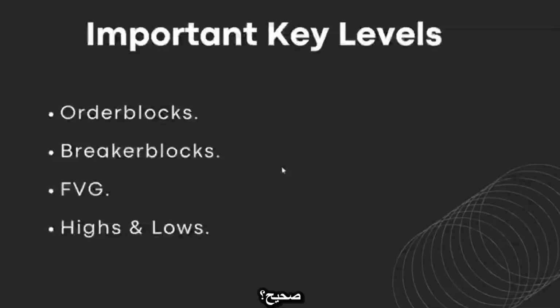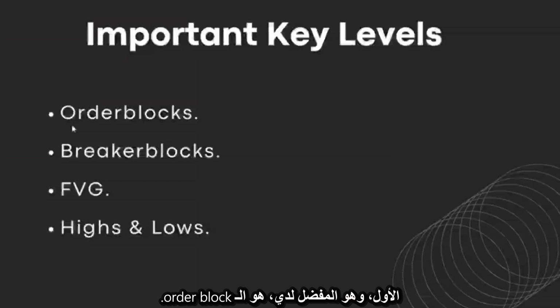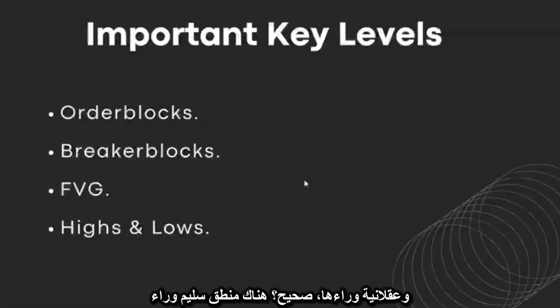Now, let's discuss some important and relevant key levels here. Some of the most important ones are the following. The first one and my favorite one is the order block. Order blocks have a proper and rational logic and narrative behind them, right? There's a proper logic behind how order blocks are formed and how you can use them as key levels.